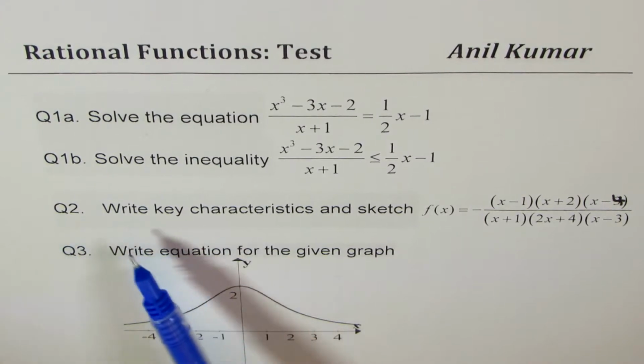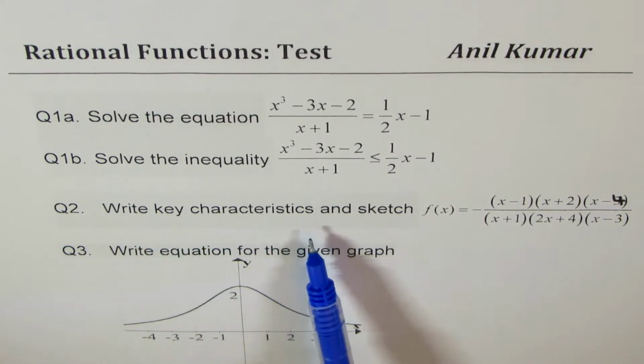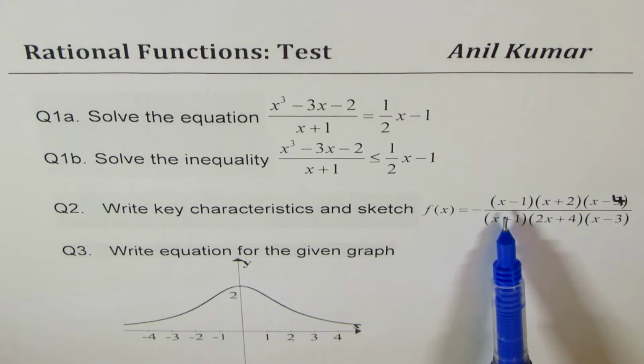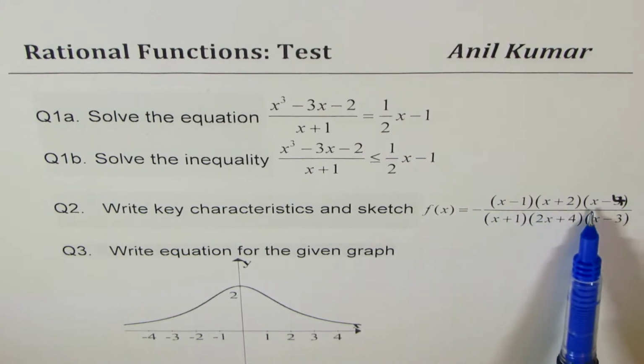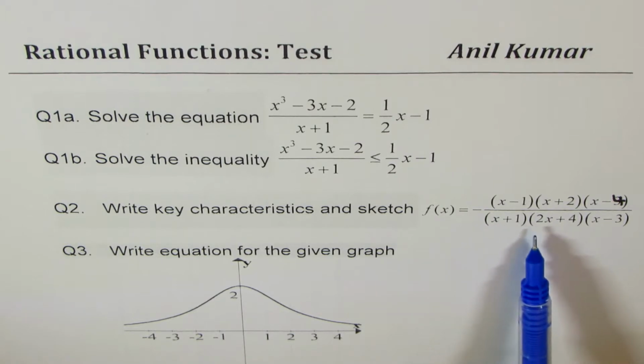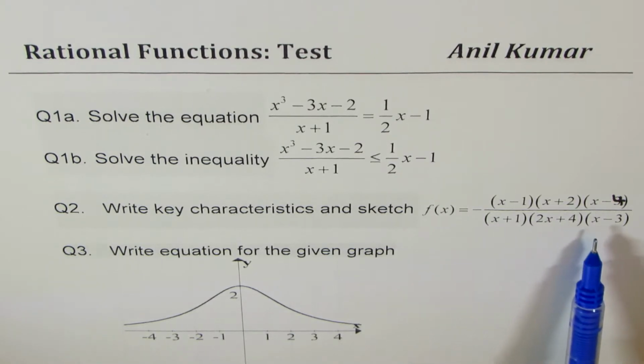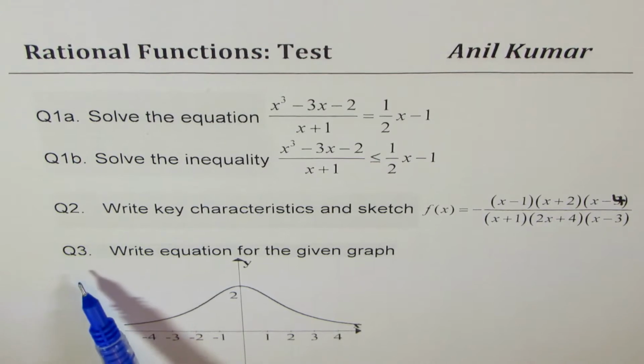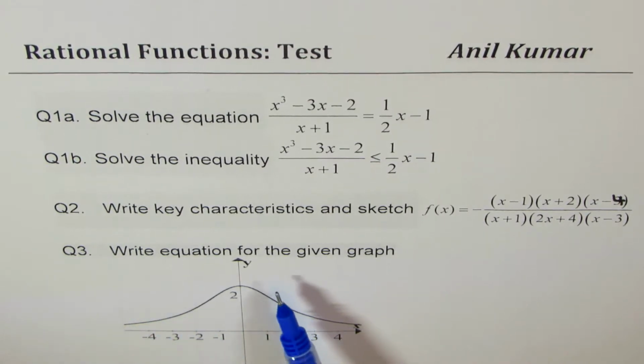Question 2. Write key characteristics and sketch the function (x minus 1) times (x plus 2) times (x minus 4) divided by (x plus 4) times (2x plus 4) times (x minus 3). Question number 3 is write the equation for the given graph.